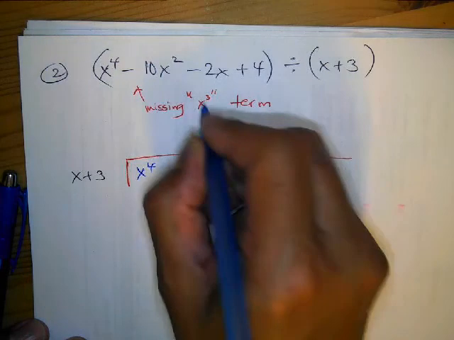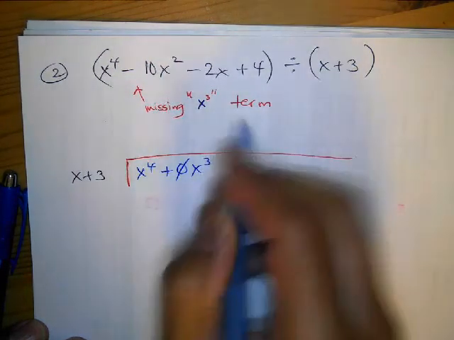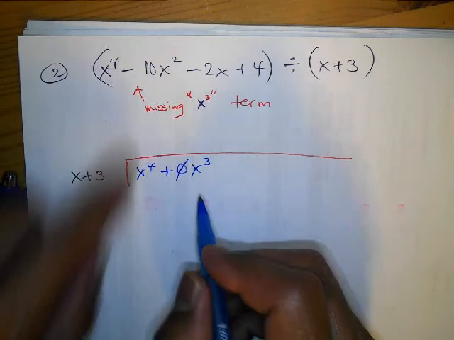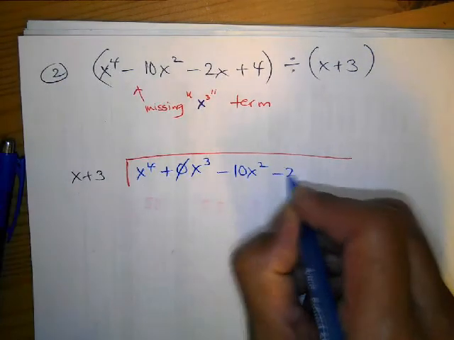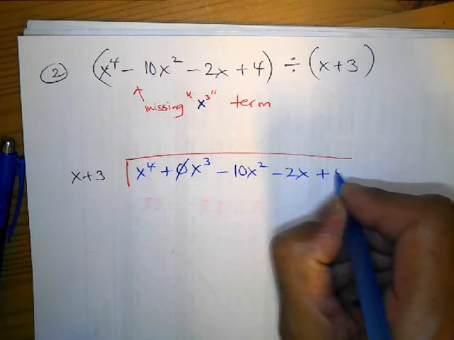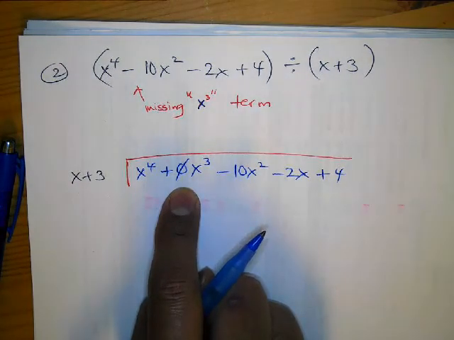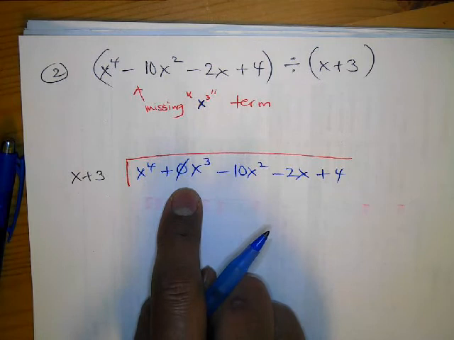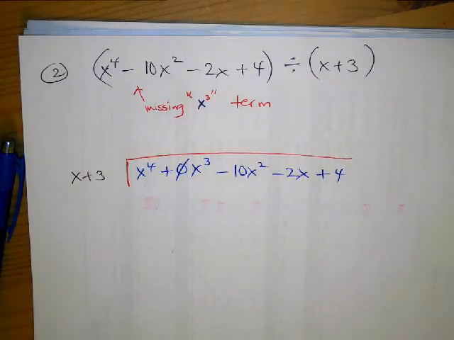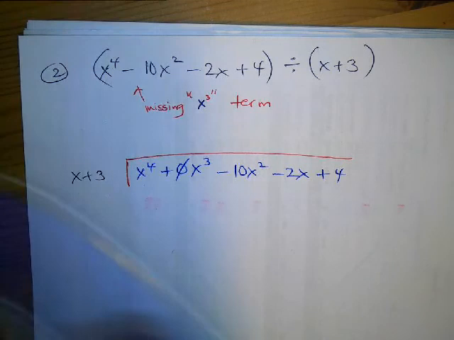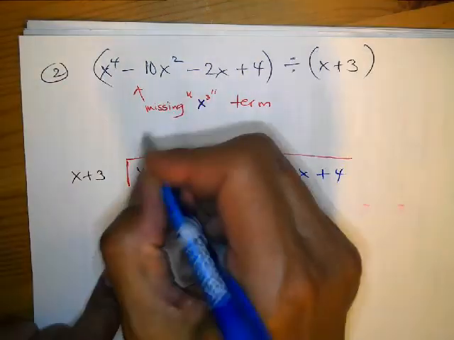I'm going to put x to the 4th, and see, it doesn't have an x cubed term, so I have to put what? Plus 0x cubed. It doesn't have it. We need that space there. Minus 10x squared minus 2x plus 4. It might be missing more than one term. So for any term that's missing, you got to put a 0. Okay. And again, the long division is the same.